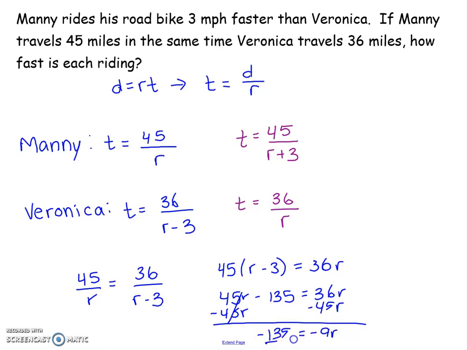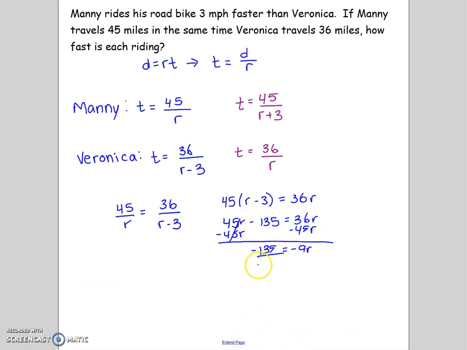And then I can divide both sides by negative 9. So then we end up with R is equal to 15, and it's miles per hour. And then the question is asking us for how fast is each riding. So this is where we had to just pay attention to what we made our variables. So since R is Manny, I know that Manny is riding for 15 miles per hour.